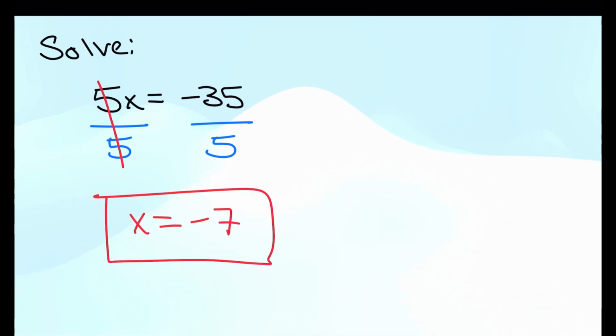And then what happens is 5 divided by 5 is 1. And so the left side just becomes 1x. The right side, negative 35 divided by 5 is negative 7. And that's my solution, x equals negative 7.